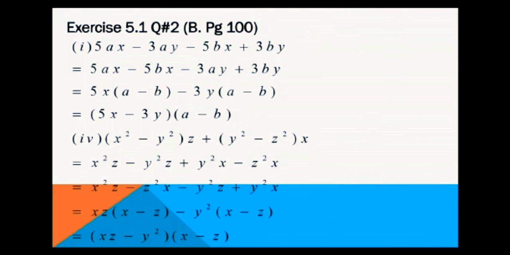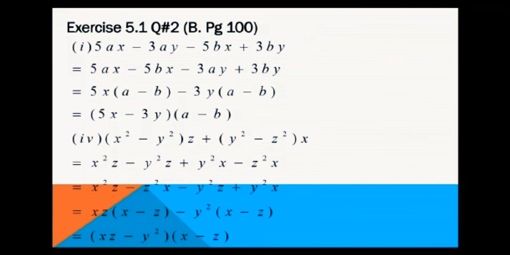Now again this is the same as the first part. We have 4 terms. So first you will arrange it, arrange according to the variables: x square z minus z square x minus y square z plus y square x. So prefer to take the same variables out.